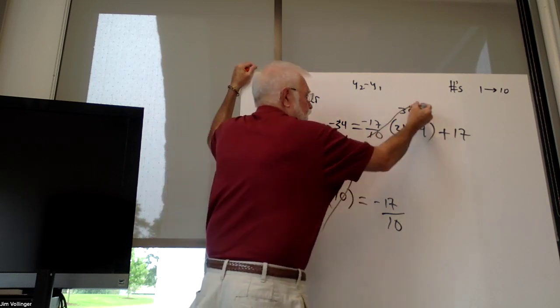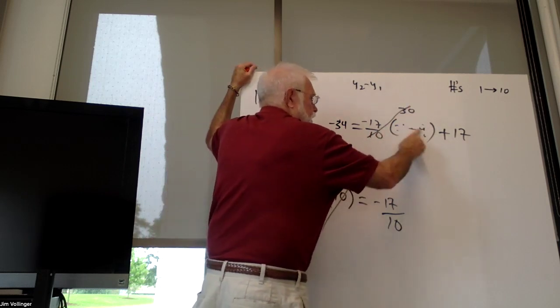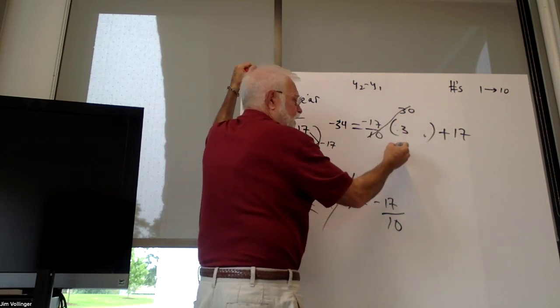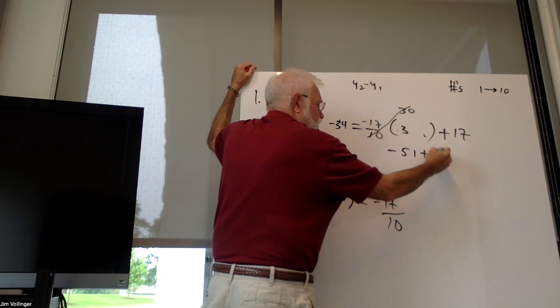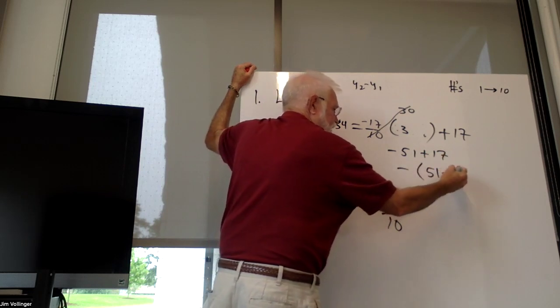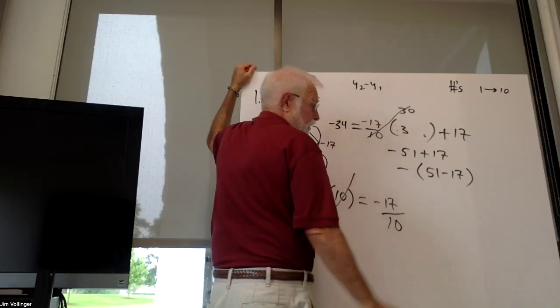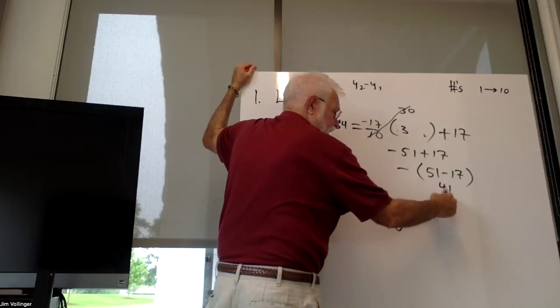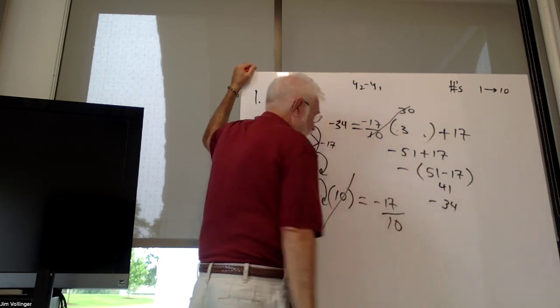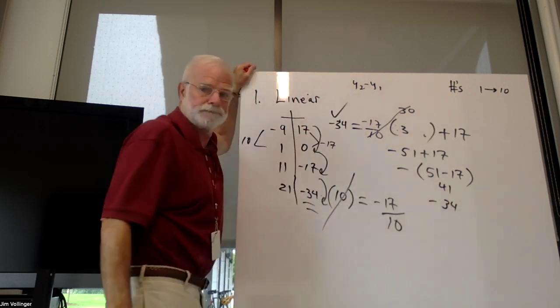So 10 goes into 30 3 times. Let me get an eraser here. 3 times -17 is -51. -51 plus 17 is the opposite of 51 minus 17. If I take 10 away, I'm at 41. If I take another 7 away, I'm at 34. And it's minus. By God, it works.